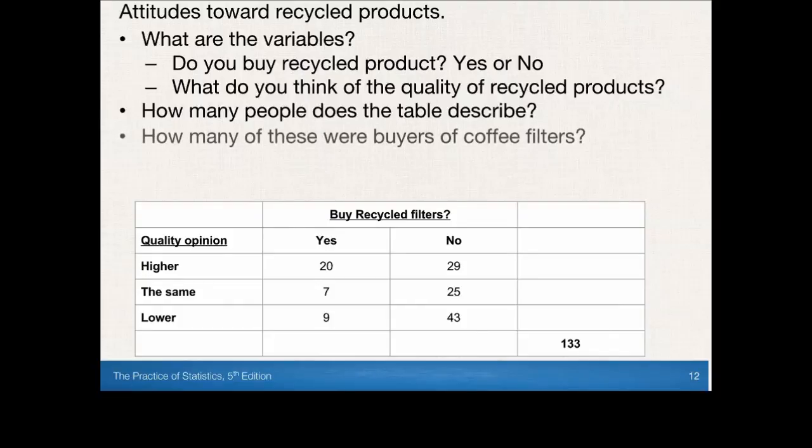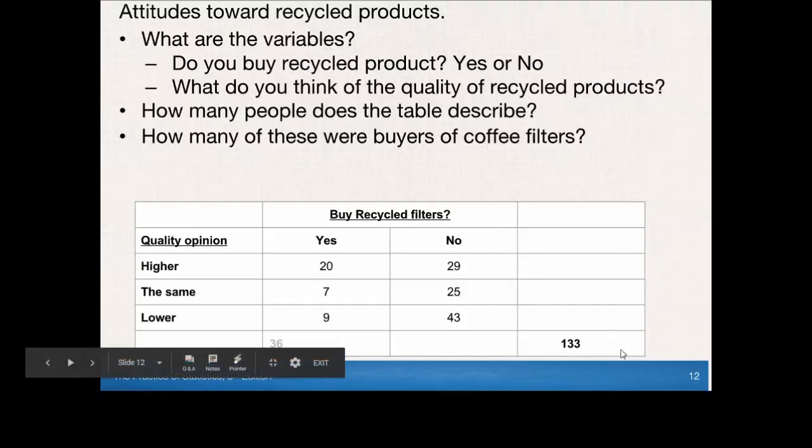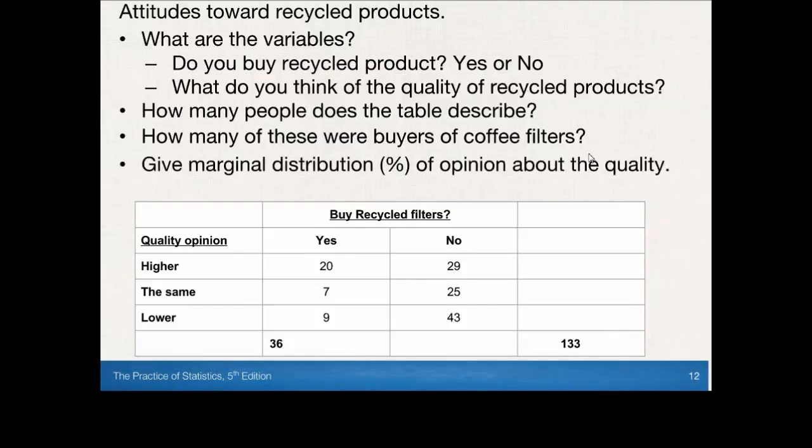Okay, so how many of these were buyers of coffee filters? Pause. Okay, so you should have got 36 from that. We're just looking at the yes column, which represents the people who did buy recycled products. So that's a total of 36. Give the marginal distribution in percents of the opinion about the quality.